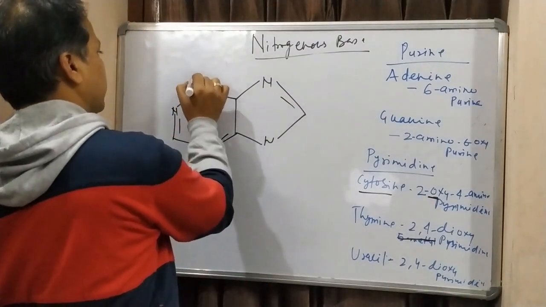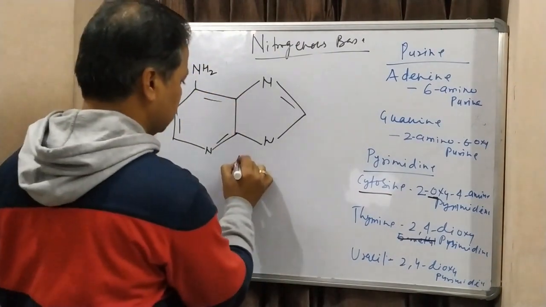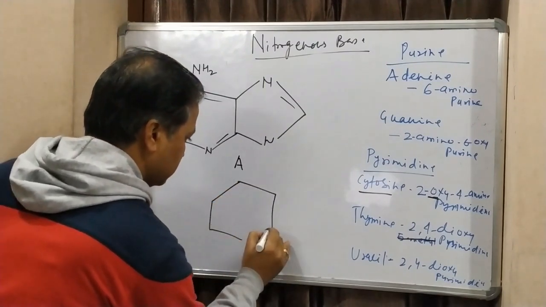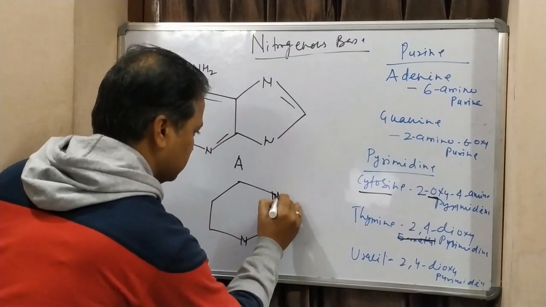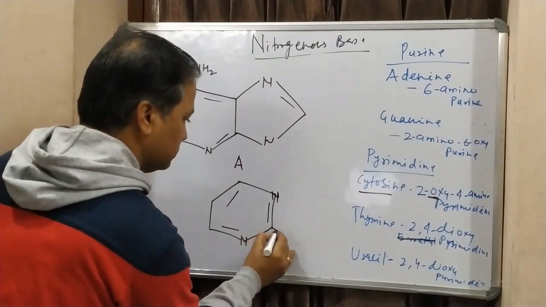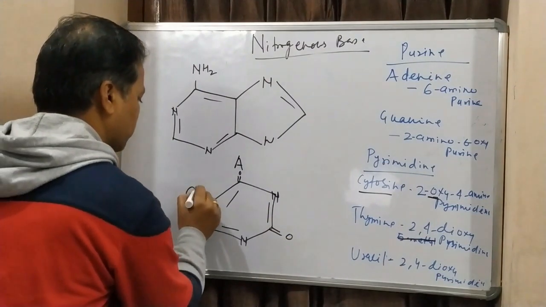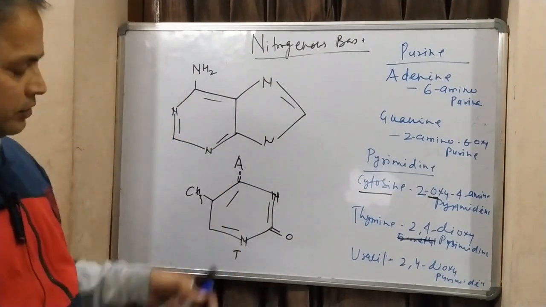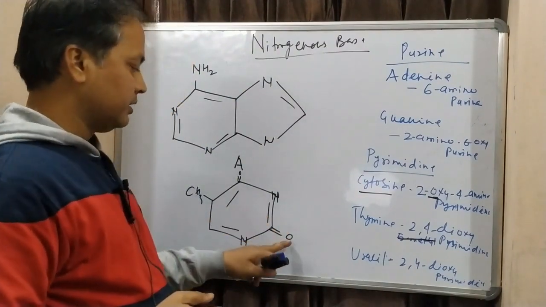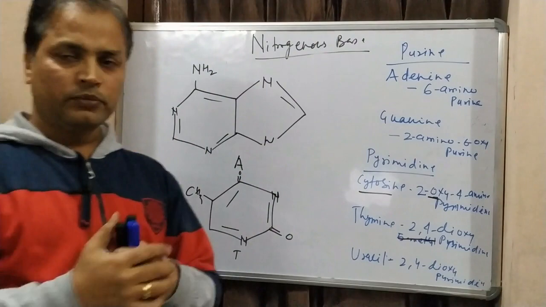So 6-amino I am going to write. This is adenine. I am going to write thymine. Thymine will be 2,4-dioxy methyl group. This is our thymine. If you see both these structures, they are different molecules, and different groups are attached there. Like here, oxygen is there, here amine is there, and some places nitrogen is also there.